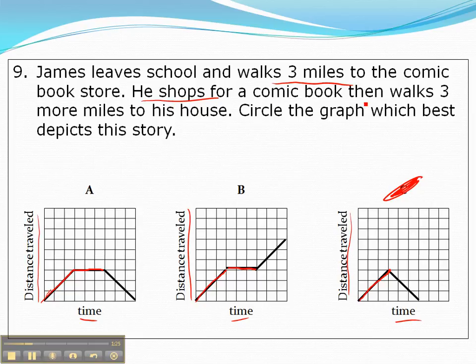After he's done at the comic book store, he walks 3 more miles to his house. So the question is, should the distance decrease as it shows in A or increase as it shows in B? Well, the axis label is what answers that question for you. It says distance traveled. It's not distance from his house, it's just distance traveled. So if he's walking 3 more miles home, his distance traveled would increase by 3 more, and answer choice B is the best graph.